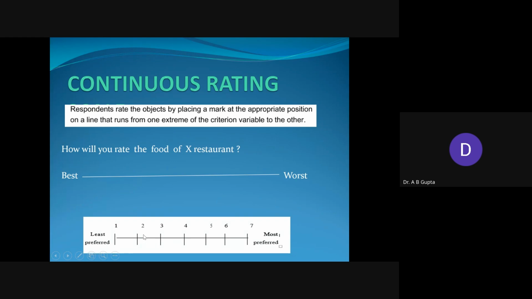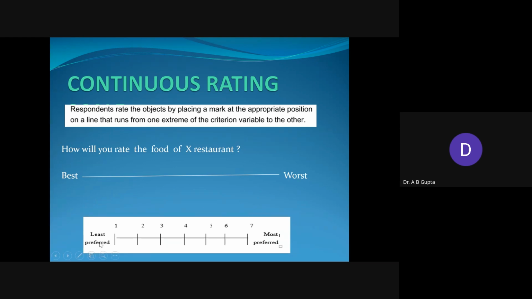Sometimes I also give a certain idea, putting certain marks 2, 3, 4, 5, 6 here, so the person can also tick at this place. For example, do you prefer fast food or not? This is the second scale which I am showing you down here. I want to check the preference of students on whether they prefer fast food or not.